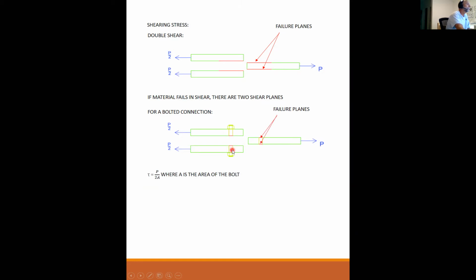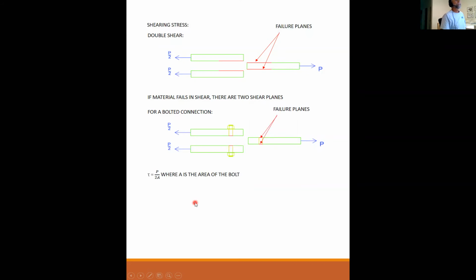So this is the end, but this is a very important concept about single shear and double shear. And of course, you could add more plates to this and have triple shear and quadruple shear, but this is the most common. So what is the danger of not really getting this?